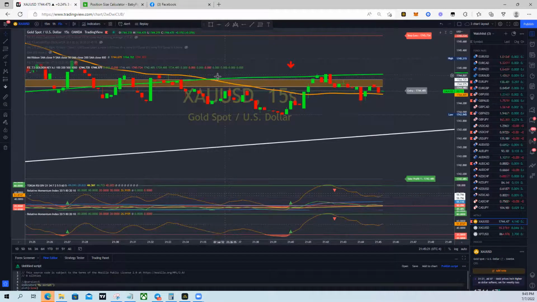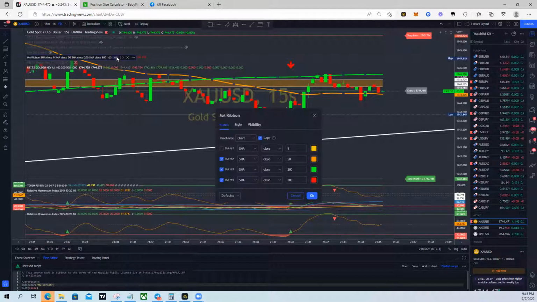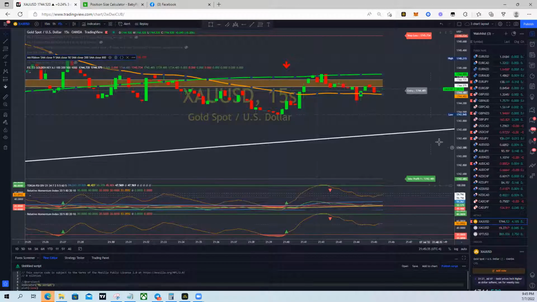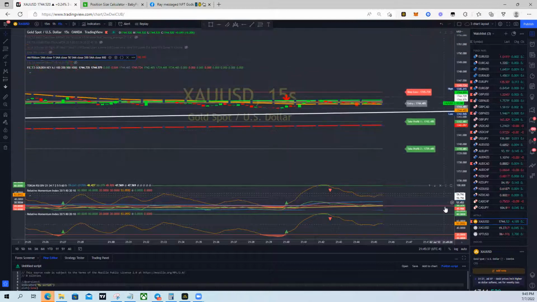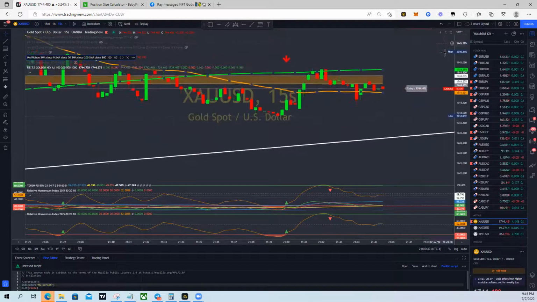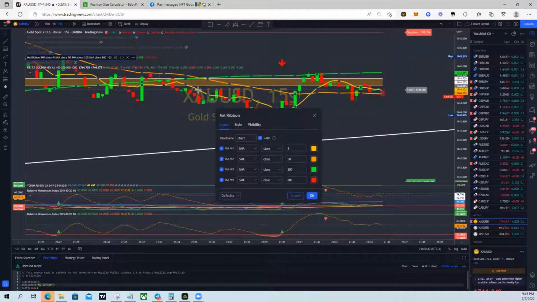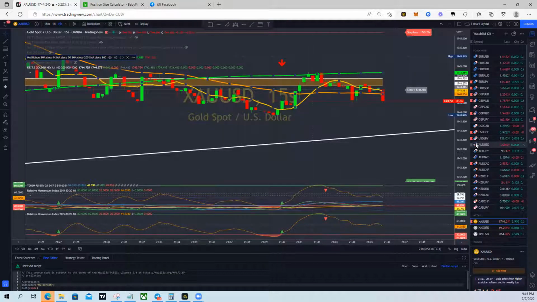I think this is... No, it's the 200. The 9 is crossing the 200. Where the 50 at? That was a 50. That's a dead cross, ain't it? The 50 crossing the 200? Yep. That's right there. What time frame is it? Oh, I'm sorry. It's a 15 second though.